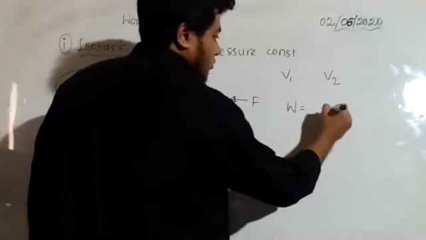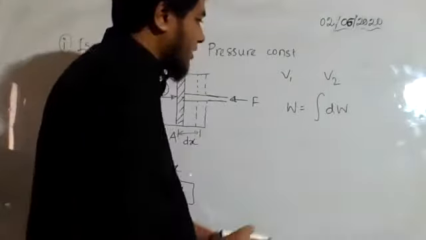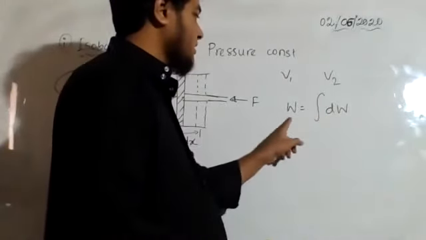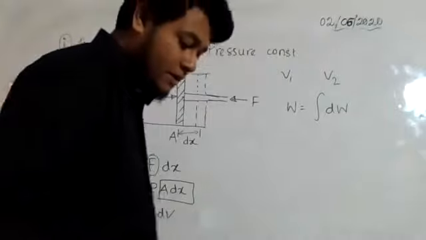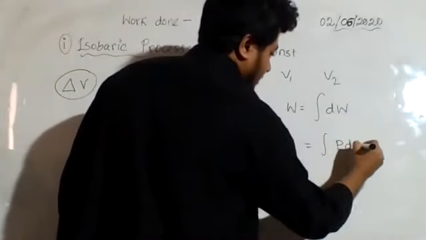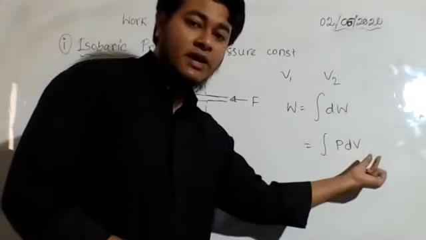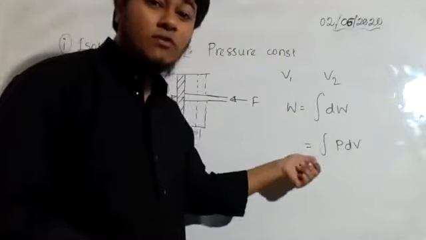The work will be, see, this is the small amount of work. If I integrate it, what will happen? Differentiation and integration will cancel each other and it will become W only, right? So dW, I will replace the value of dW here, that is P dV. Now as you can see, d is with V, right? So we will put the limit of the volume.